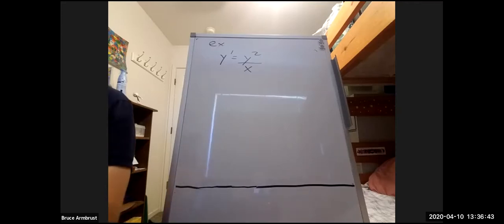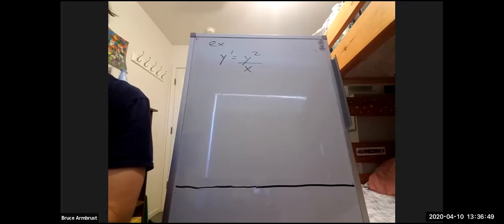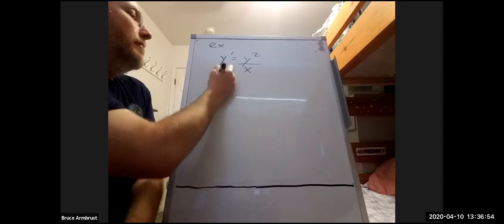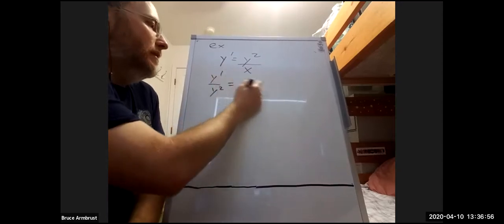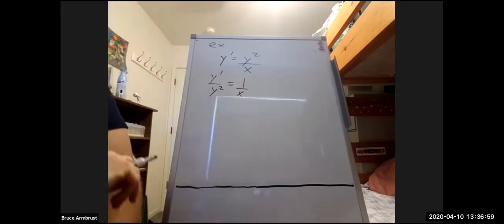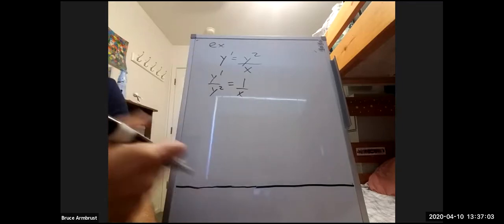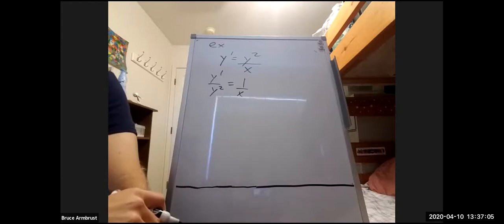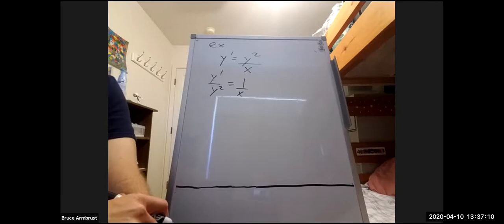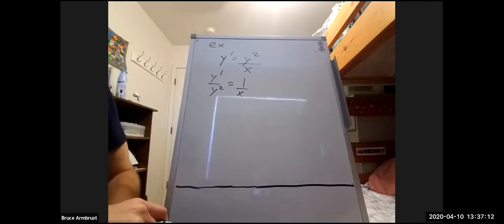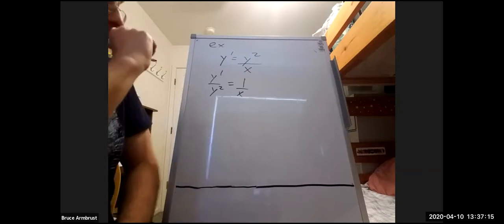So first things first, is this separable? Everybody's nodding their heads. Yes, absolutely it is. It's actually really easy to get there. We get y prime over y squared is equal to 1 over x. All right, so in the context of what I had written for separable, h of y is 1 over y squared, and g of x is 1 over x. All right, so let's go ahead and integrate both sides.